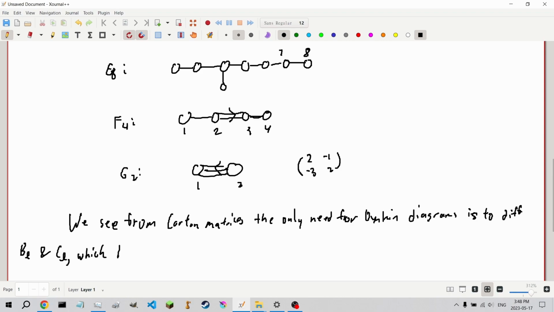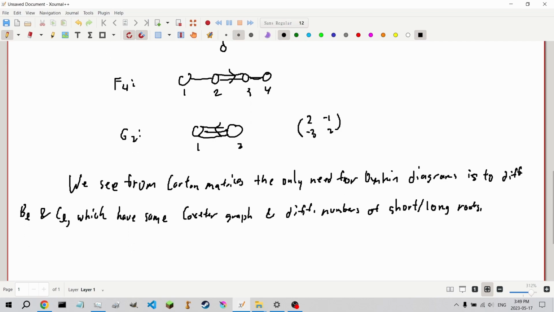Which have the same Coxeter graph and different numbers of roots. The same number of roots total, obviously, for the same L, but the distribution of those roots among short and long is going to be different. And the proof.